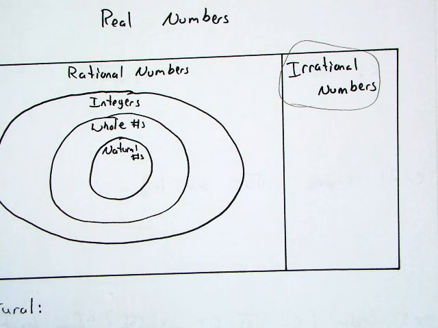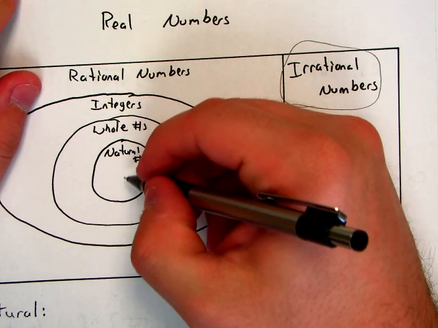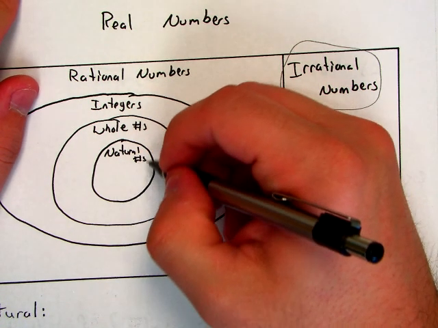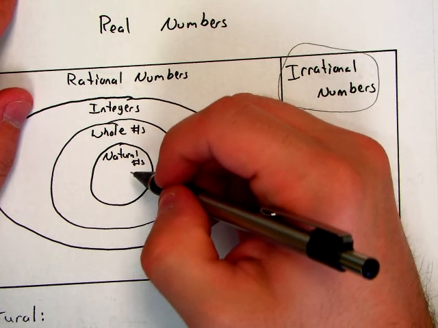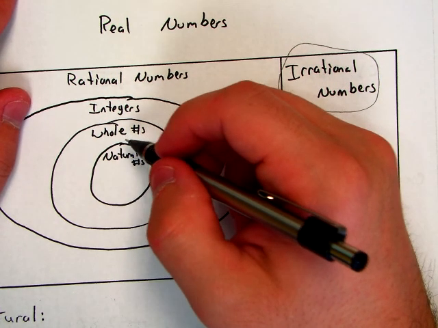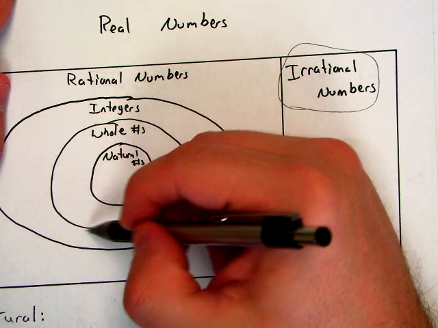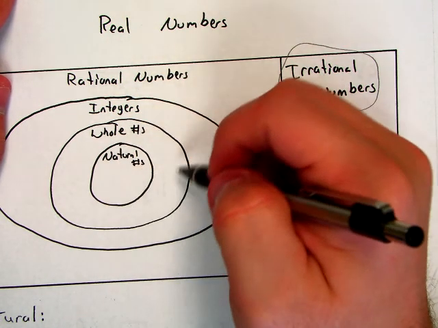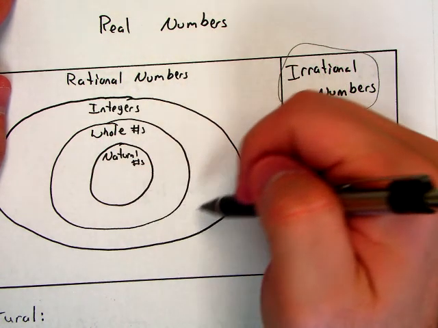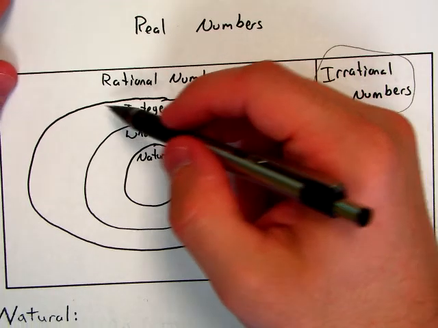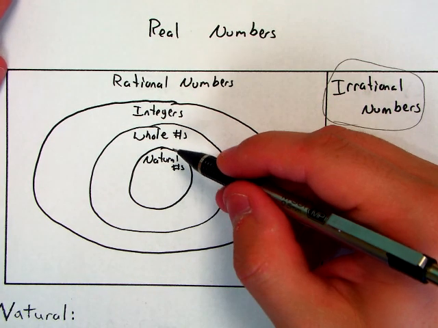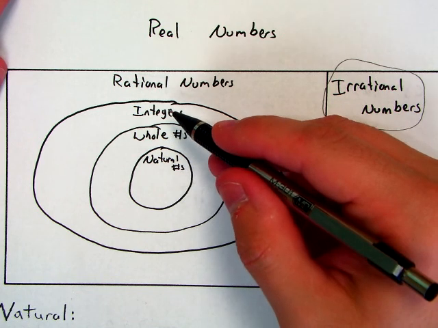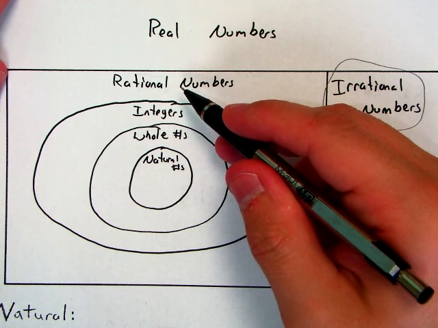So, for example, natural numbers, in fact, all natural numbers are inside of this whole numbers section. So if a number is a natural number, it's automatically a whole number. Same thing, all of the whole numbers are inside of the integers section, and all of those are inside the rational numbers section. So a natural number is also a whole number, and an integer, and a rational number.